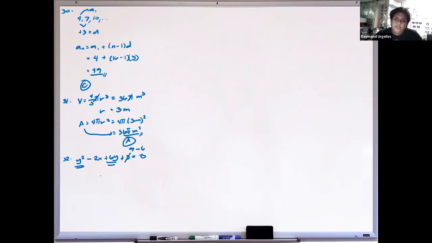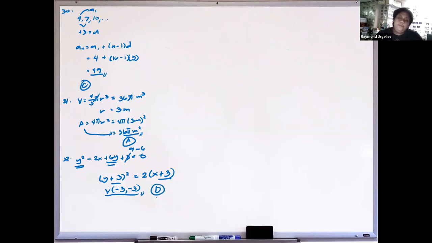Diba? So then you will get y plus 3, again this quantity squared. So then, yung negative 2x lipat sa kabila magiging positive 2x. Okay? Negative 6 lipat sa kabila magiging positive 6 divided by 2. So we have plus 3. So therefore, the vertex is at negative 3, negative 3. Okay? So therefore, yung sagot natin dito is letter D.